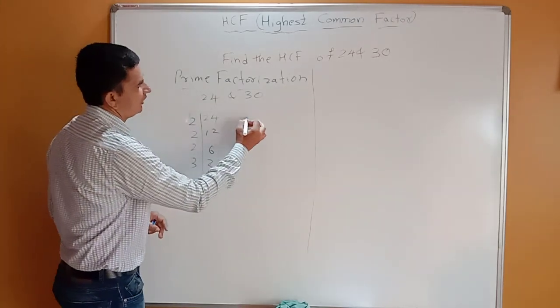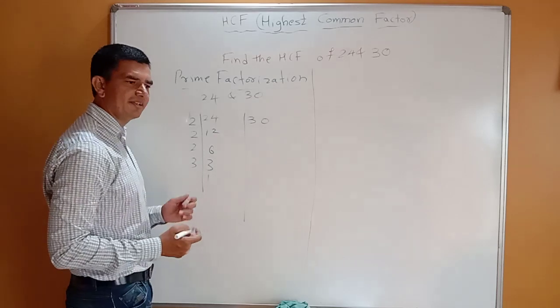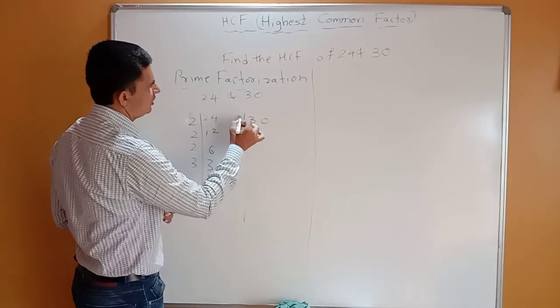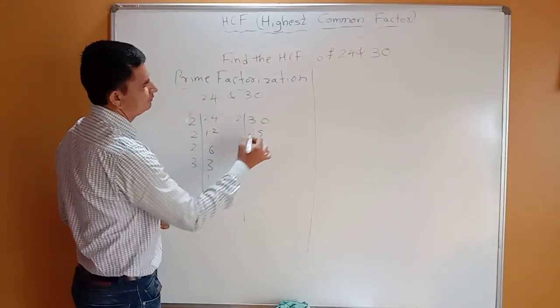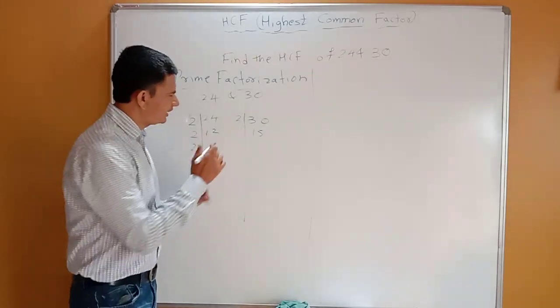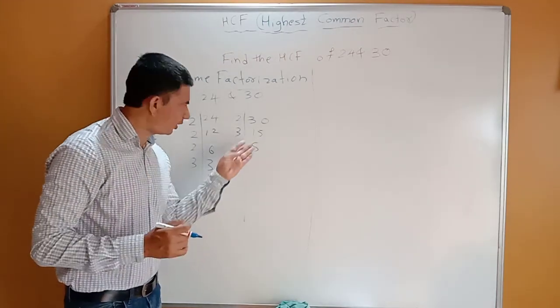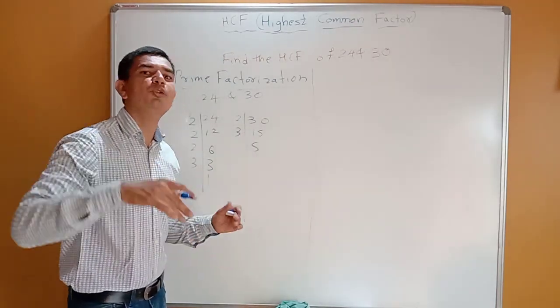Now, let us see the prime factors of 30. Because the number ends in 0 and is even, we can take 2. 2 15s are 30. Is it possible to divide 15 by 2? No. So we have to take 3. 3 5s are 15.